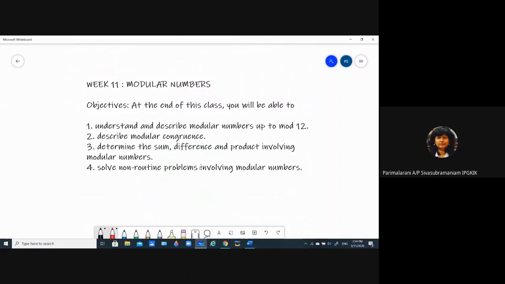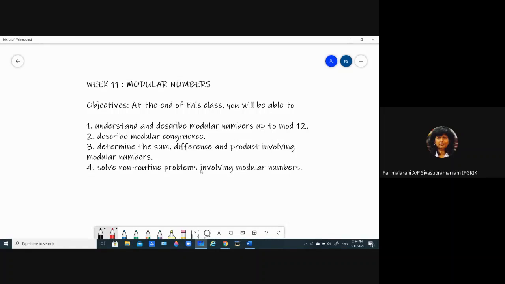Okay, so in week 11, we are moving on to topic 5, which is modular numbers and magic squares. For this week, we are going to do modular numbers, and next week, we are doing magic squares. Both these topics come under topic 5.